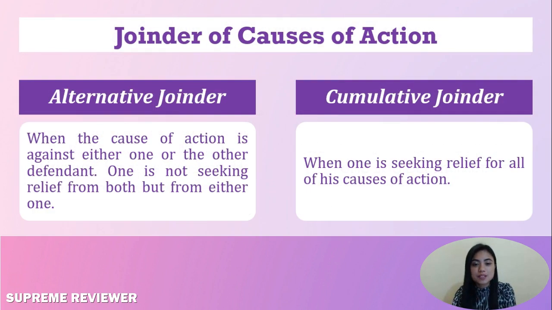What are the types of joinder of causes of action? There is alternative joinder and cumulative joinder. There is alternative joinder when the cause of action is against either one or the other defendant. One is not seeking relief from both but from either one. There is cumulative joinder when one is seeking relief for all of his causes of action.